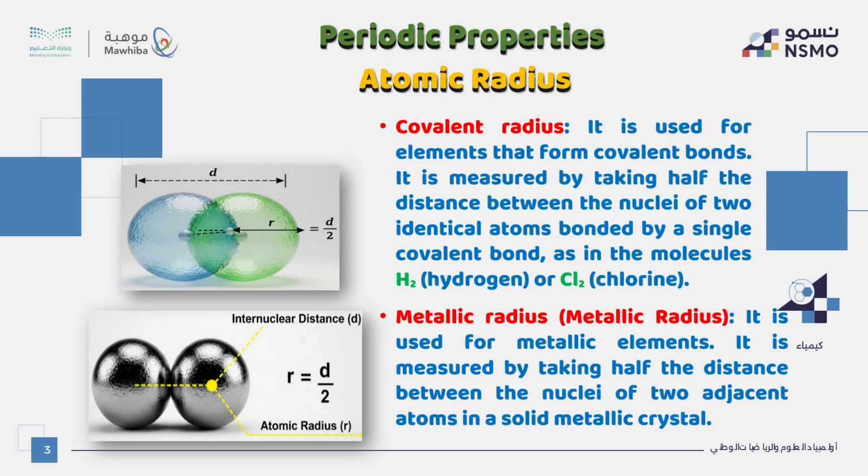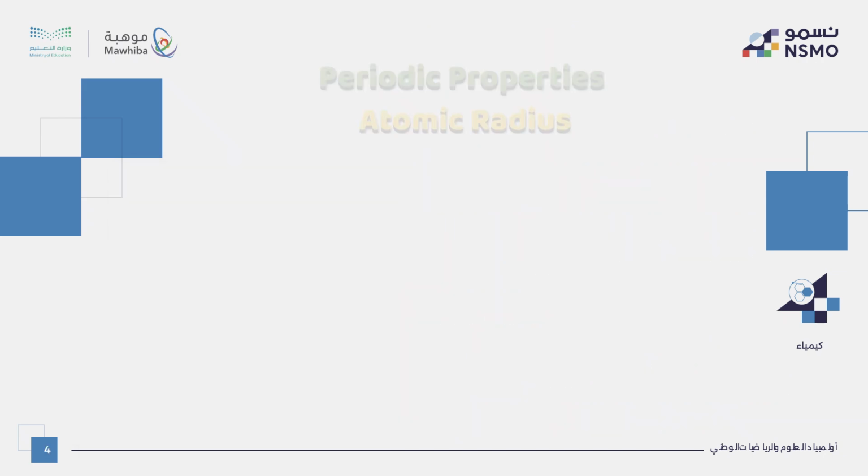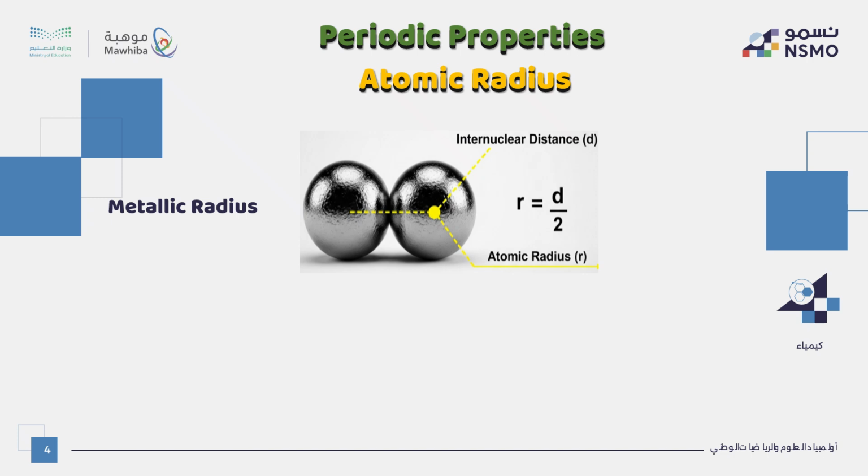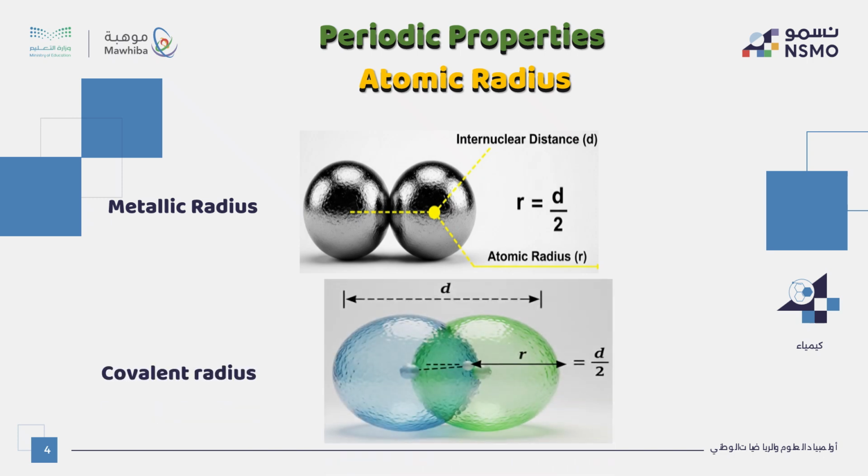In both cases, the radius is obtained by dividing the bond length by 2. For metallic radius and covalent radius, the distance between the two nuclei is divided by 2.